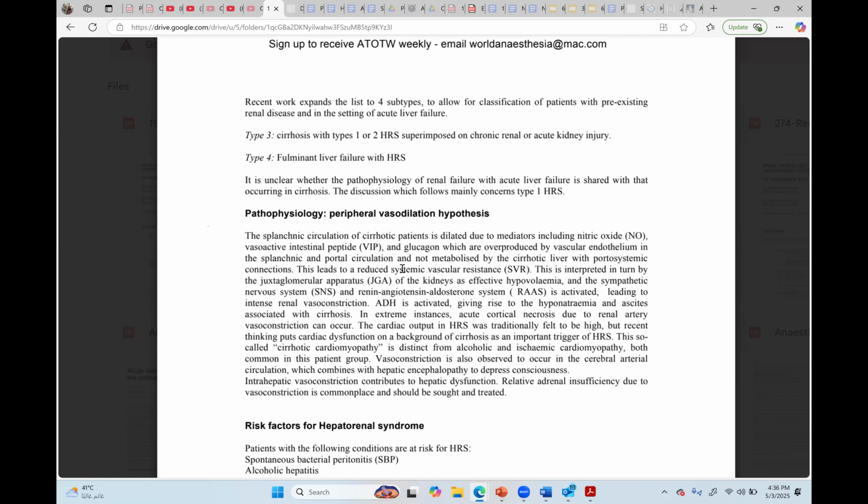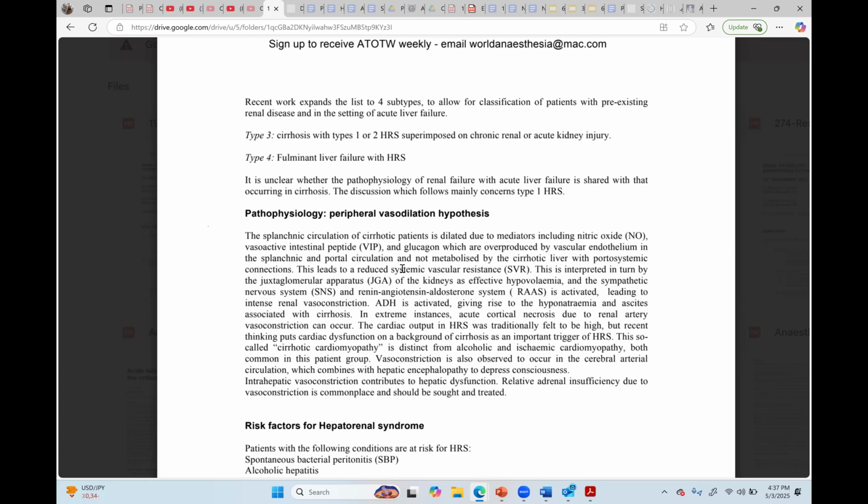The cardiac output in HRS was traditionally felt to be high, but recent thinking puts cardiac dysfunction on the background of cirrhosis as an important trigger of HRS, the so-called cirrhotic cardiomyopathy. Usually cardiac output will be more, but I think intravascular volume will be decreased. It is distinct from alcoholic and ischemic cardiomyopathy, both common in this patient group.